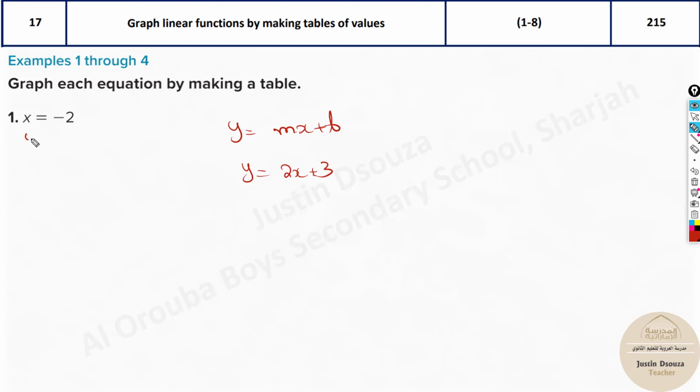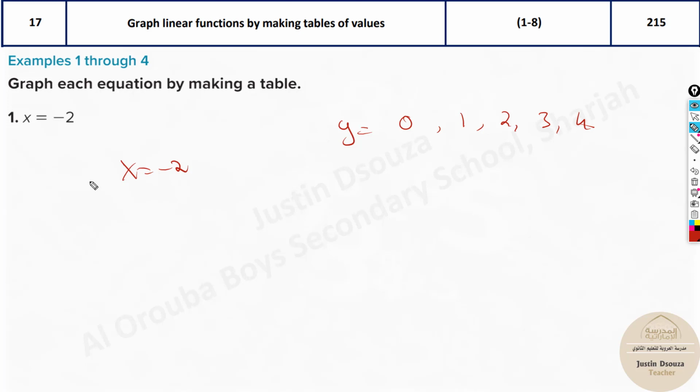But now look here, there is no y term at all. What does that mean? This means it's only x equals negative 2, right? So doesn't matter what y value you assume. 0, 1, 2, 3, 4. Usually we assume x values, but no, x is already specified. So it doesn't matter which y values you assume, the x remains constant.